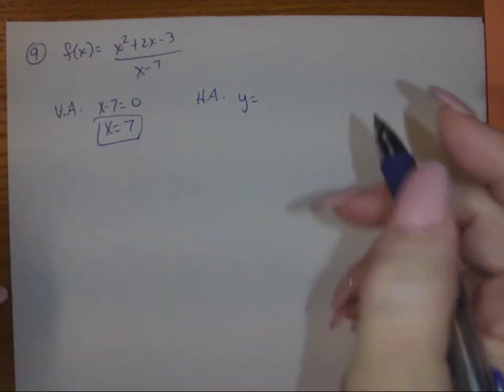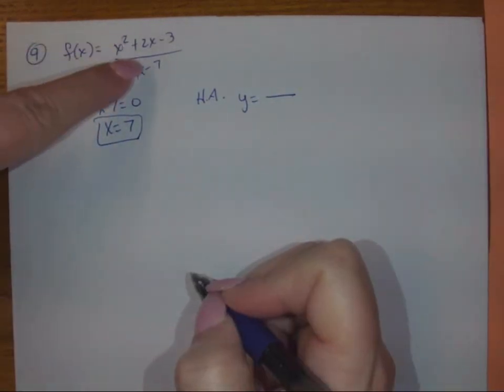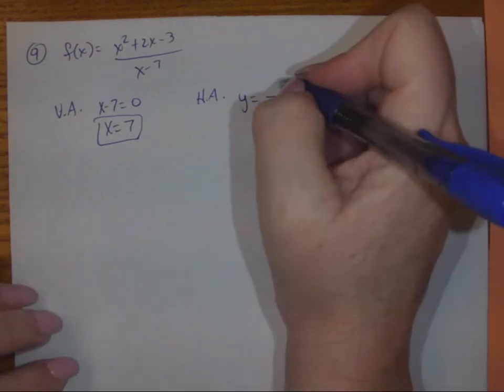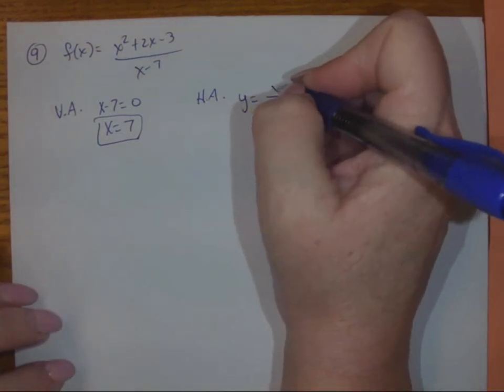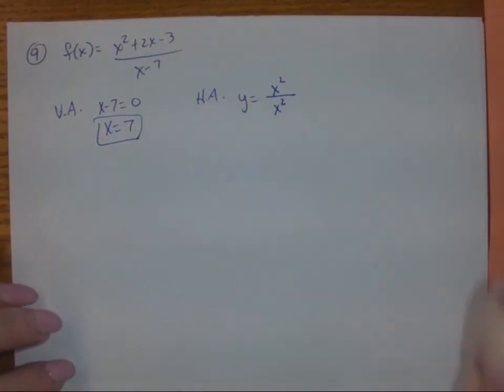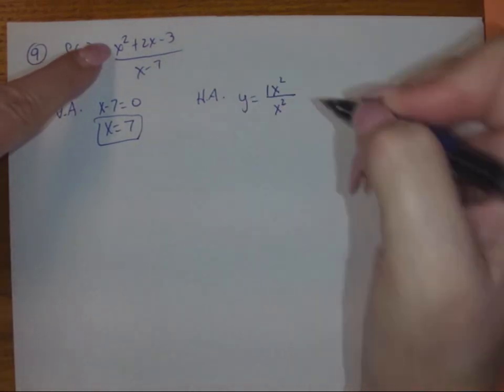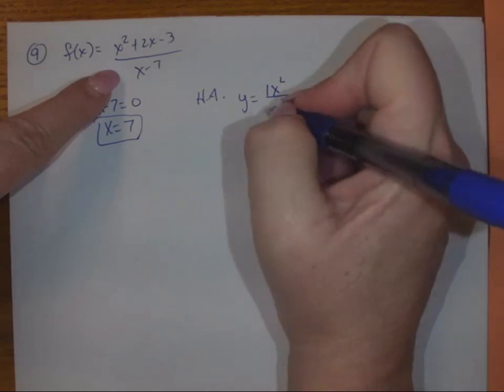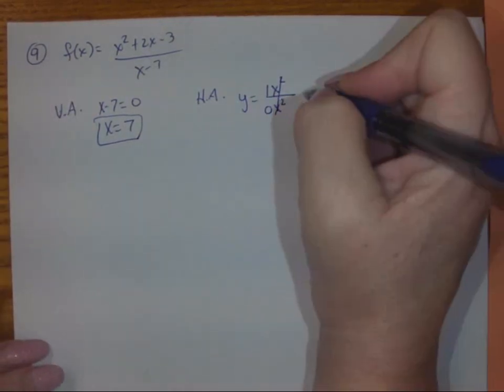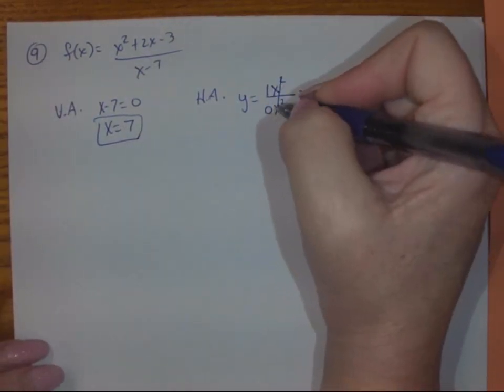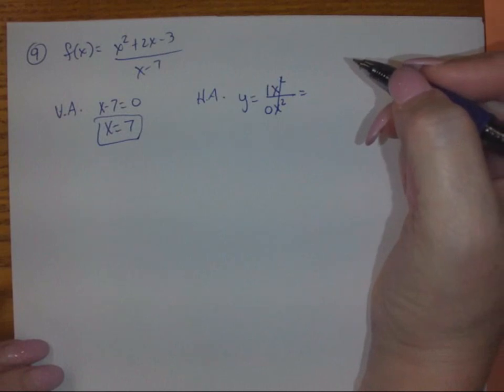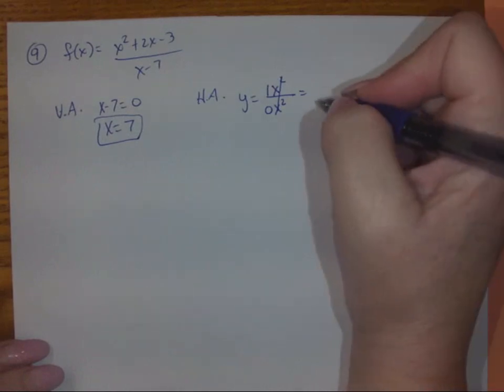We're looking at the highest degree. So between the top and the bottom of our fraction, the highest degree is x squared. So I'm going to put both up there. How many x squareds do I have at the top? I have 1. How many do I have on the bottom? I have 0. The x squareds will cancel, and I end up with 1 divided by 0, which is undefined.